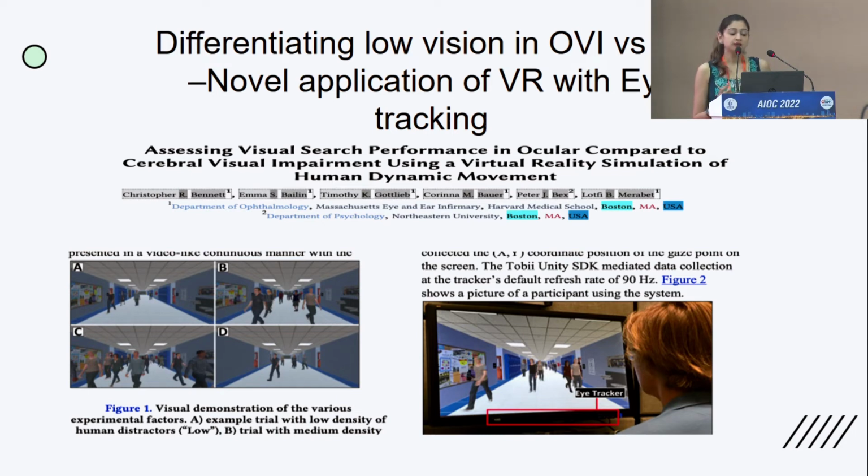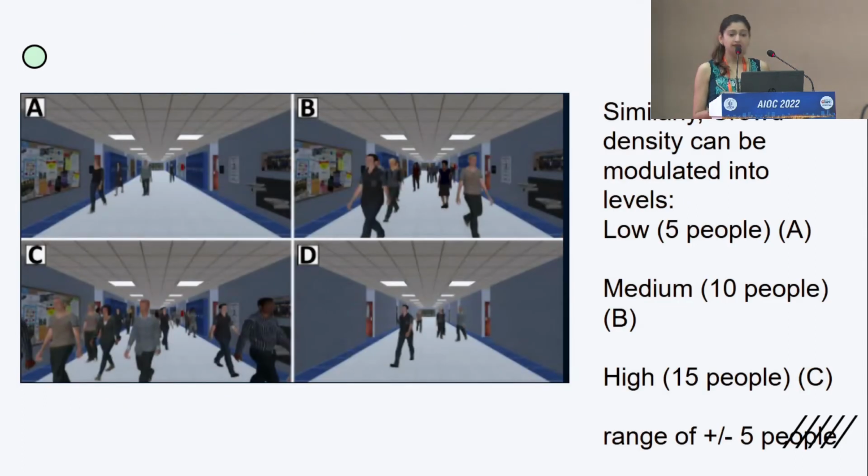So basically they had taken 3 groups: one group was taken as a control, second was a CVI group, and the other was an OVI group. In both CVI and OVI groups, the visual acuity was quite comparable. So in this, the participant was shown a school hallway scene, and then they had different parameters. The main factor was the crowd density.